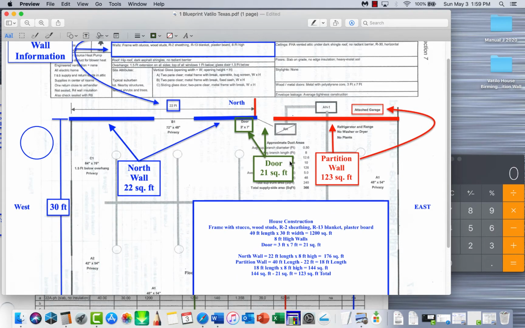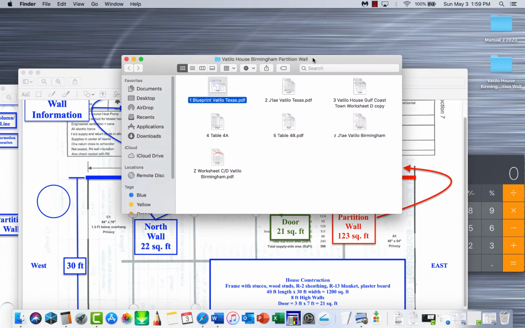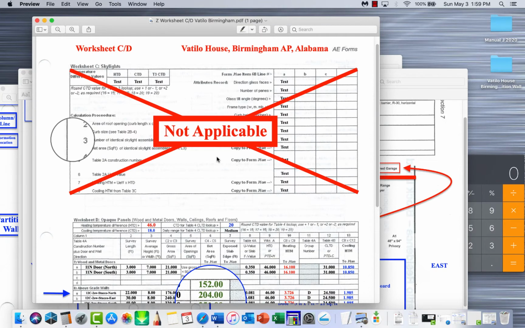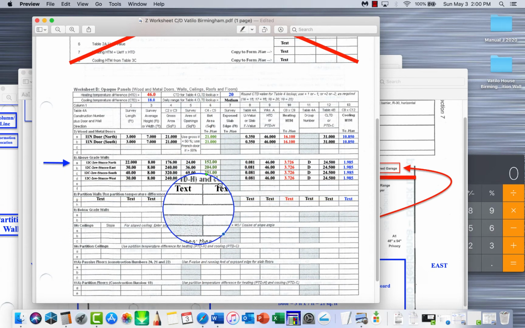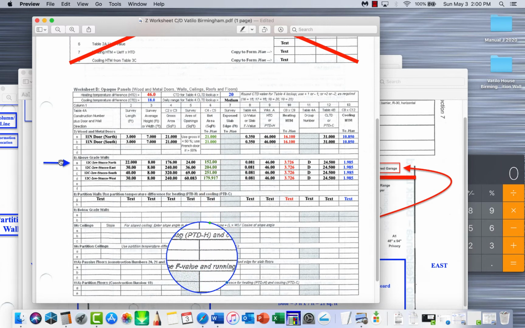Now the first thing we need to do is figure out how big this is. How much area do we actually have? So we're going to go to our Worksheet D here. And here you see where we finished up on the last video. So we're going to be right here, partition walls. We're going to be on these partition walls down here, and we're going to be going, of course, left to right. Remember columns 1, 2, 3, 4, 5, 6, 7, 8, 9, 10, 11, 12, and 13. We want to move left to right.